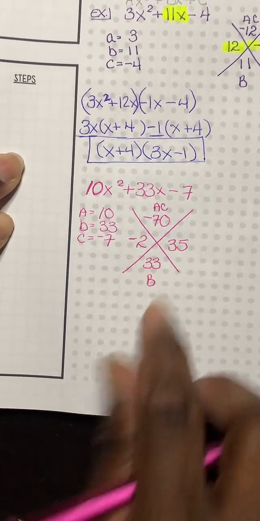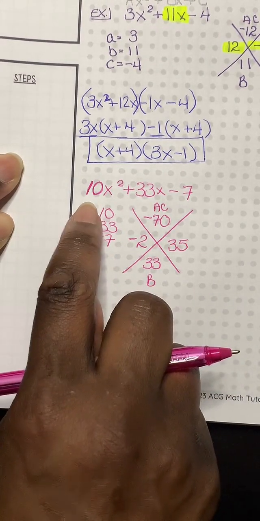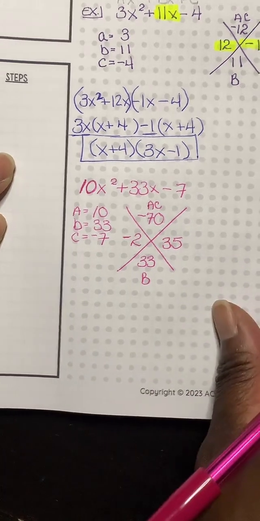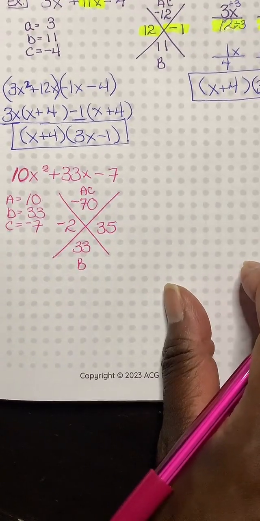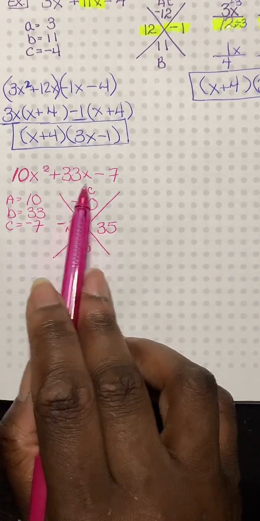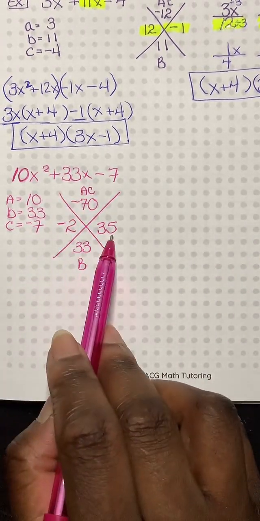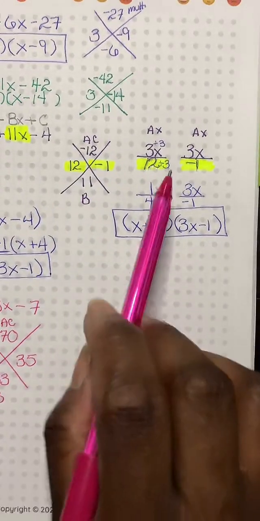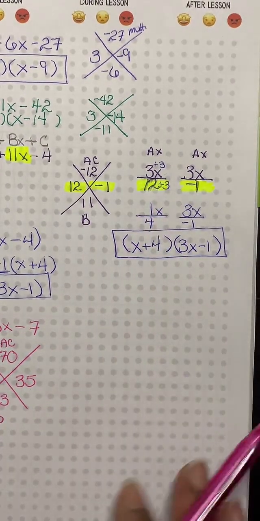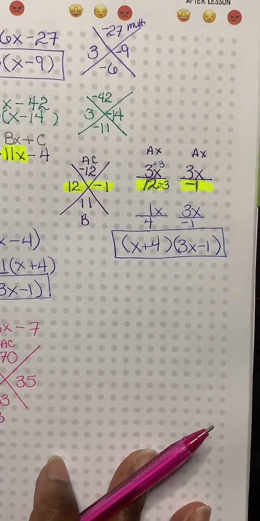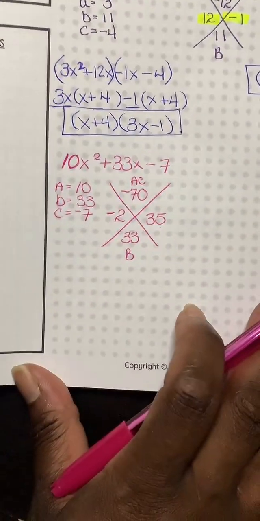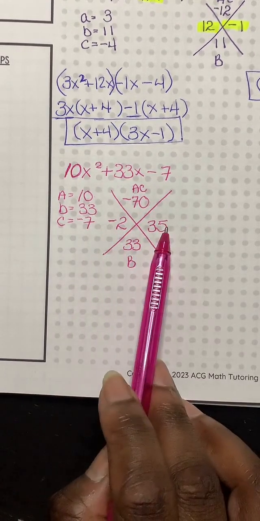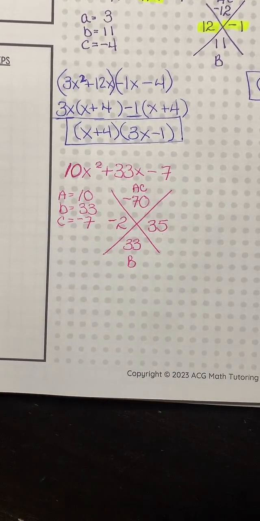After we get that, since my leading coefficient is not 1, I can't just simply split my x's. But what I can do is either replace the 33 with the negative 2 and the 35, or I can set them up, as I had up here, as ratios. Which way would you guys prefer? Replace the middle term with these two factors, or do the fractions?